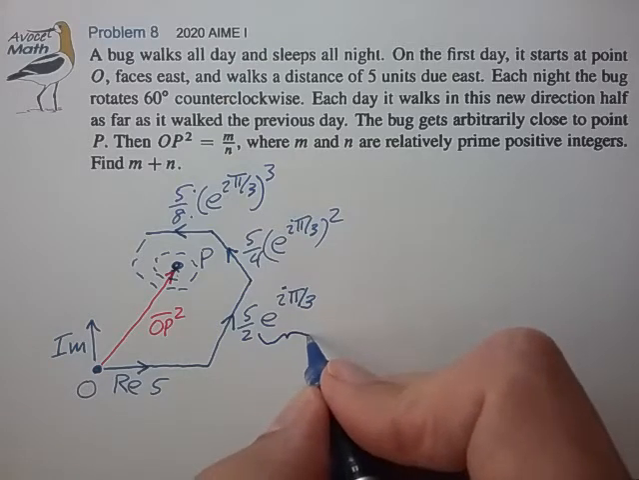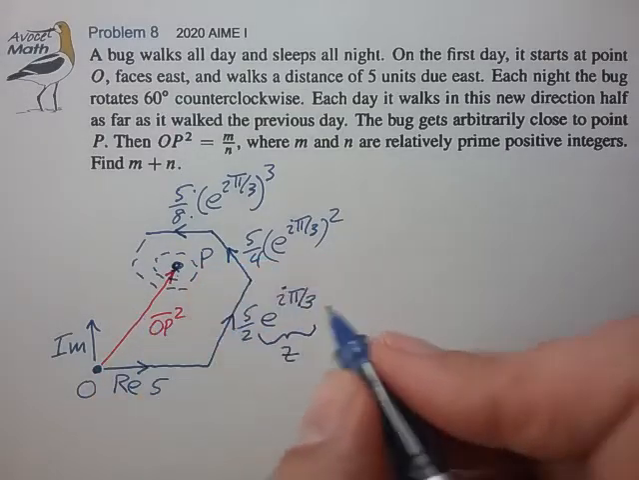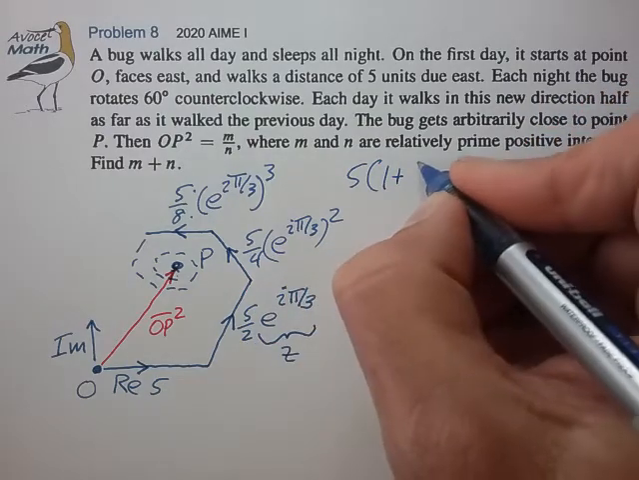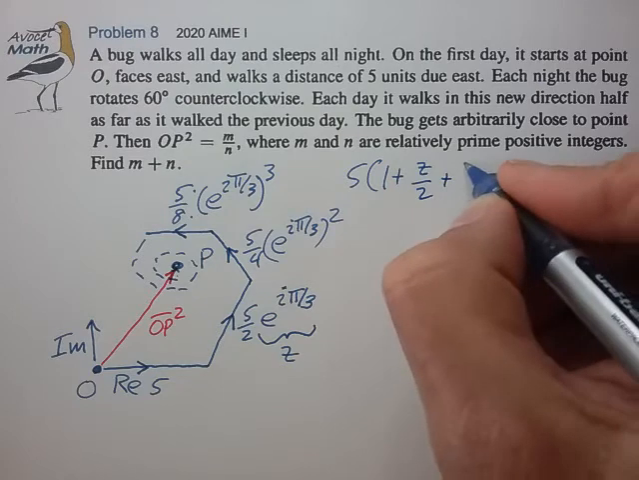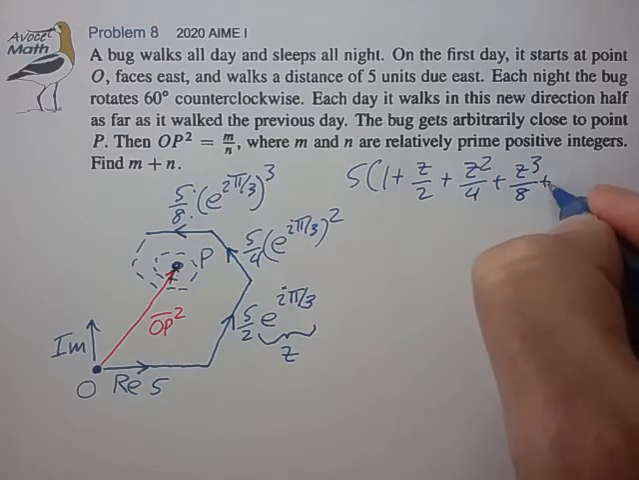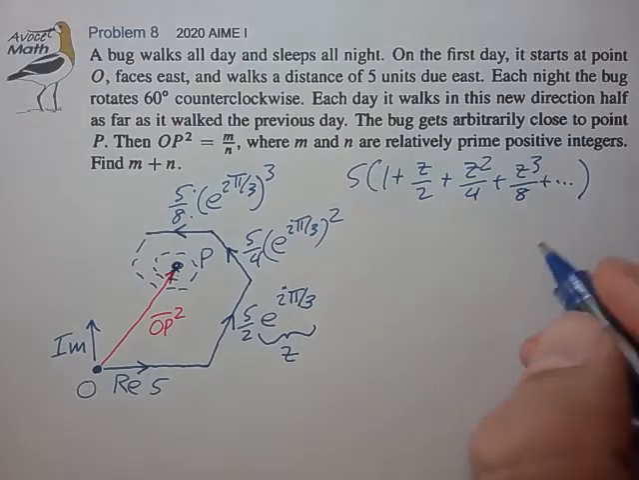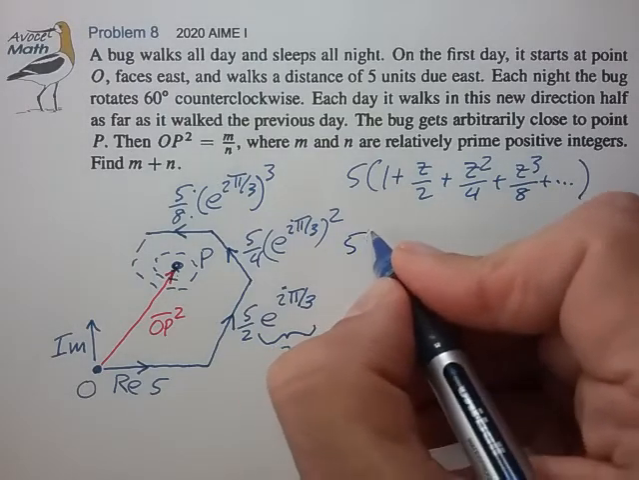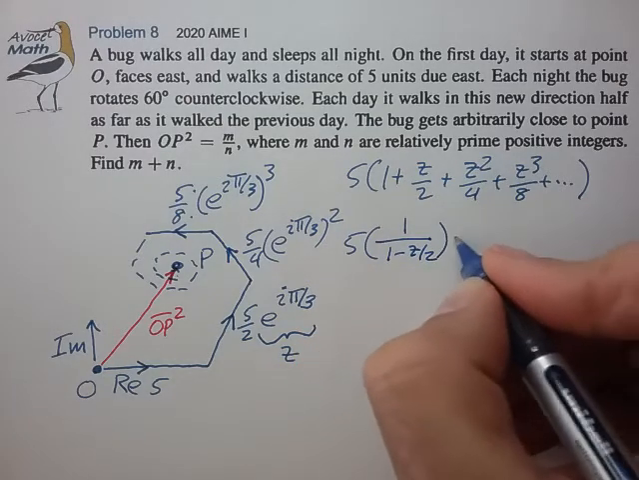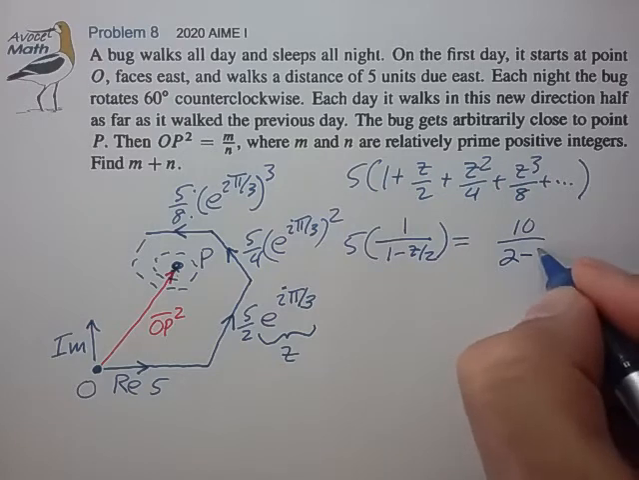So let's call this number z for convenience. So the series we're trying to determine is now 5 times 1 plus z over 2 plus z squared over 4 plus z cubed over 8, this infinite series. So pulling out our formula for an infinite geometric series, we find this equal to 5 times 1 divided by 1 minus z over 2. Multiplying top and bottom by 2 gives us 10 over 2 minus z.